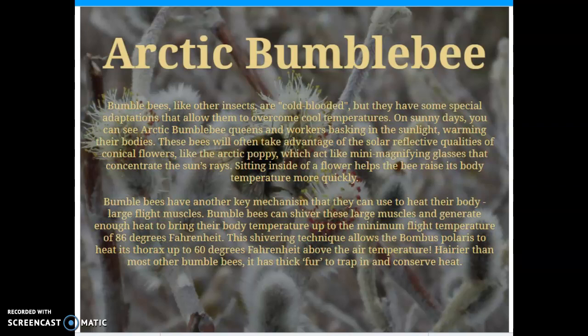They have another key mechanism to heat up their body. The muscles inside of a bumblebee are larger than in other bees, and it helps keep their body temperature high enough so that they can shiver, which is kind of crazy, but fly around and keep all the plants pollinated, which is very, very important. They have thicker fur. They are fuzzier than most bumblebees, and bumblebees already are big and puffy. These are even more puffy and cute. And it also traps and conserves some of their heat.